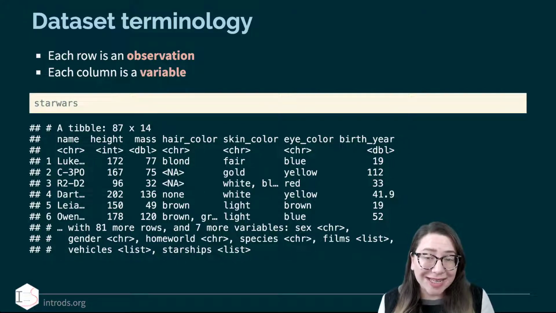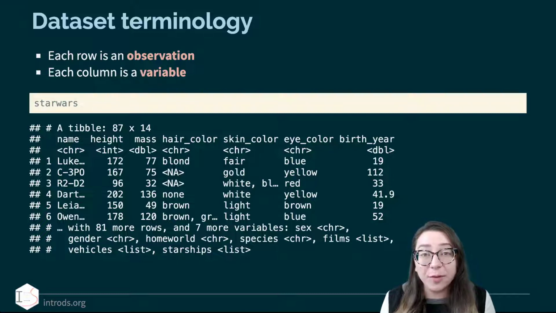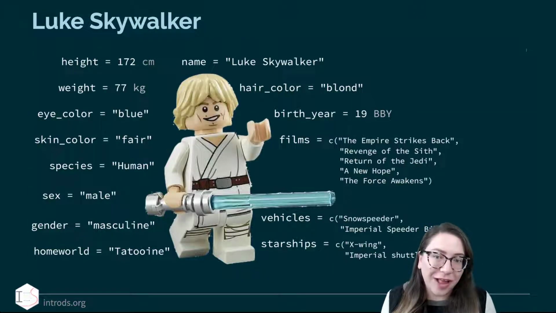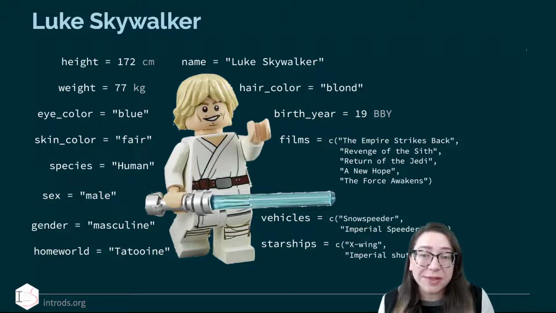Here we're looking at a dataset called Star Wars that basically contains information on the characters from the Star Wars enterprise, where each row is a character and each column is an attribute of that character. The first row is Luke Skywalker, so let's take a quick closer look at him. Here's Luke. This is not the most flattering picture of him, but I thought it was the funniest, so that's why I chose it. And we know some things about Luke.